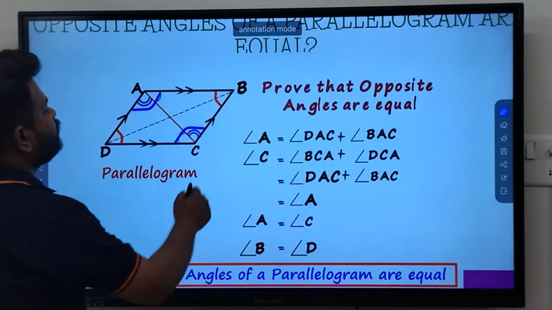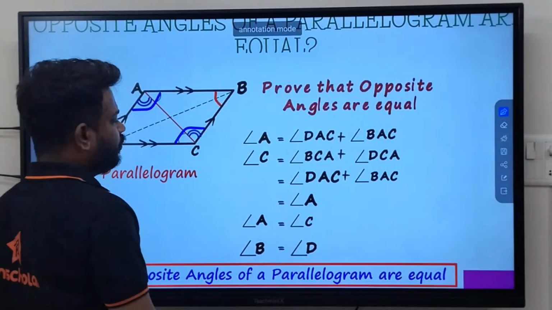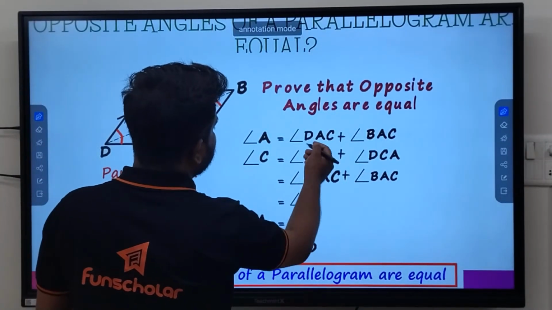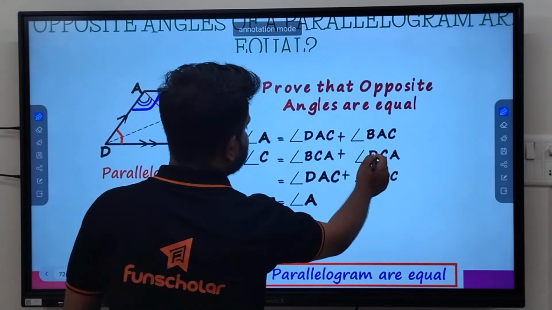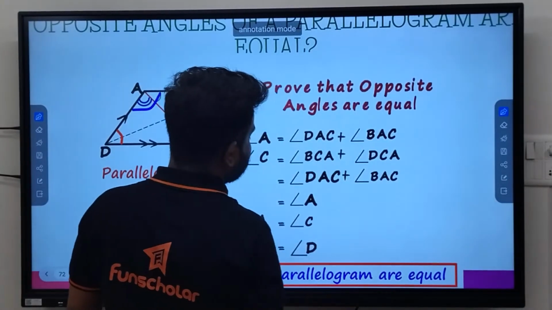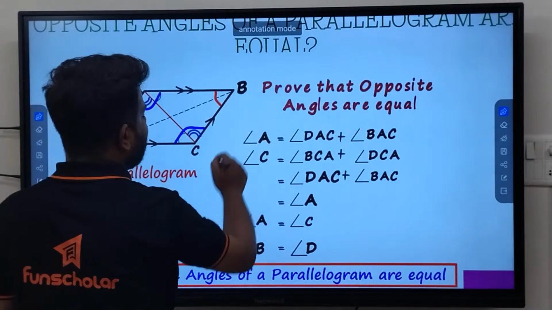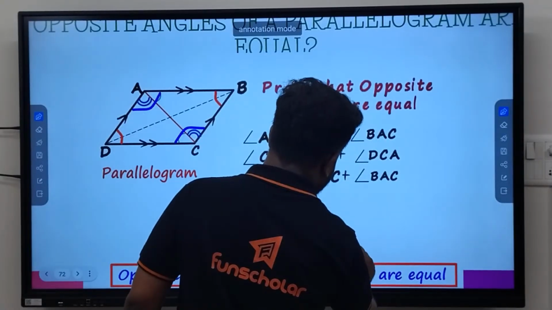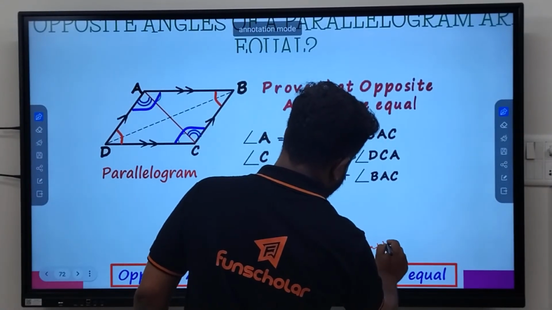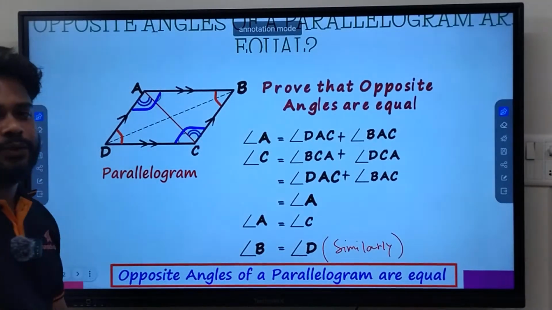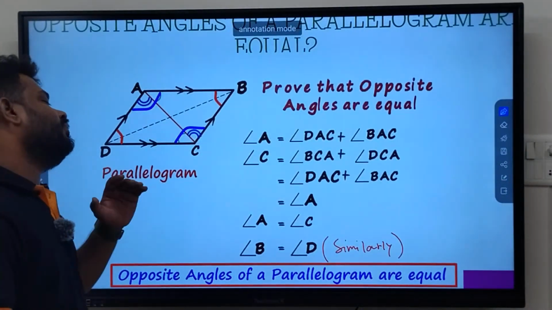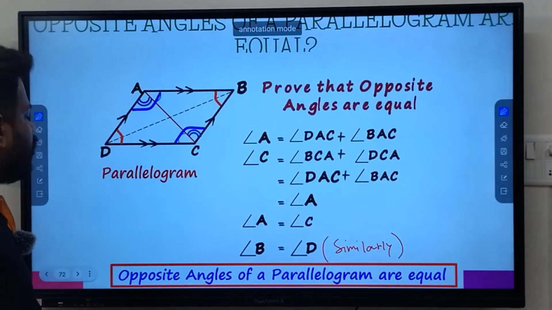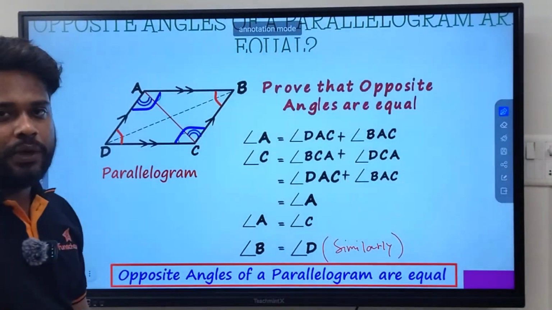So we can say this for both angle A and angle C. From angle C, what we are getting is that BCA is actually DCA. Sorry, DCA is DCA and BCA can be written as BAC. So from this we are getting that A and C are actually equal. Similarly we can prove that angle B is equal to angle D. So from the whole proof, we can say that opposite angles of a parallelogram are equal.